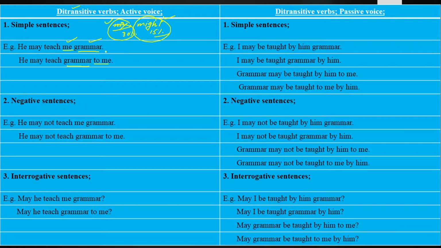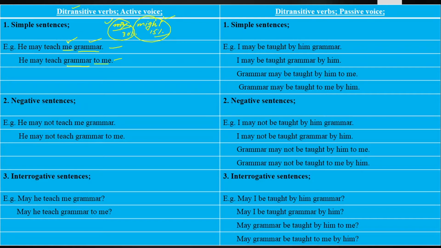He may teach me grammar. You know, there is 30% chance of doing this action. He may teach me grammar because he has work, he is busy, he cannot take time. So there is 30% possibility of the action, but 70% no chance. In the same way, he may teach grammar to me. So there are 2 ways in active voice, and in passive voice there will be 4 ways.